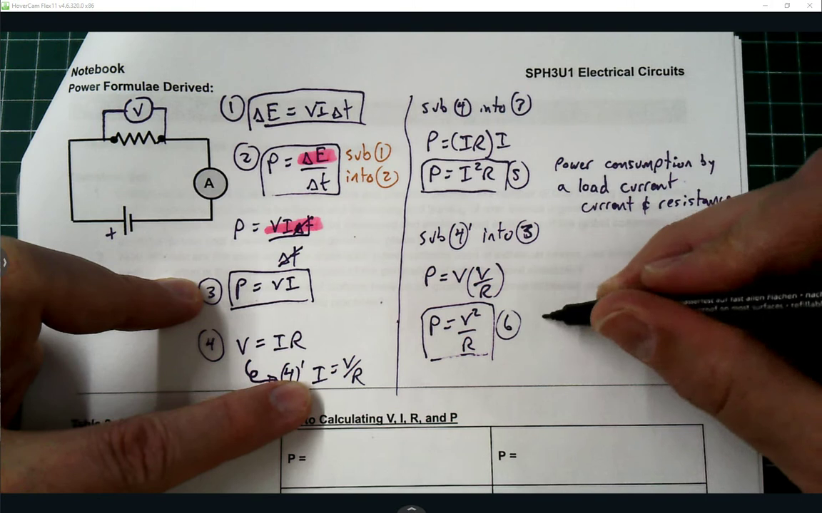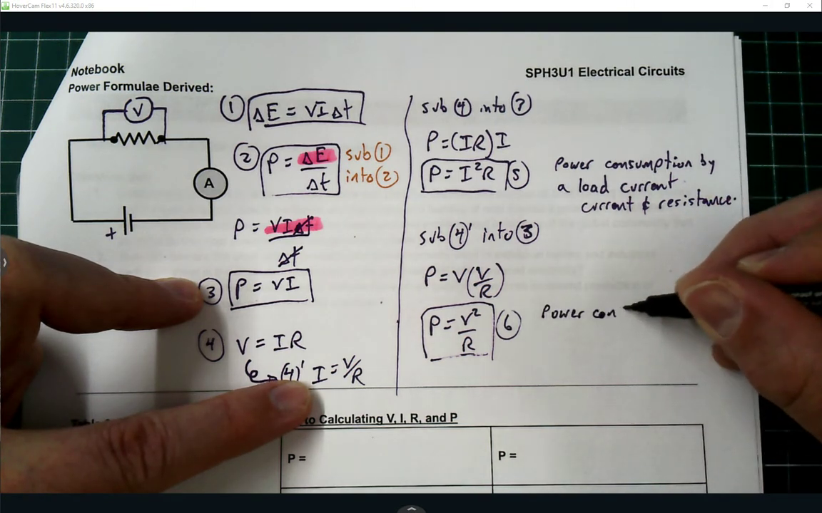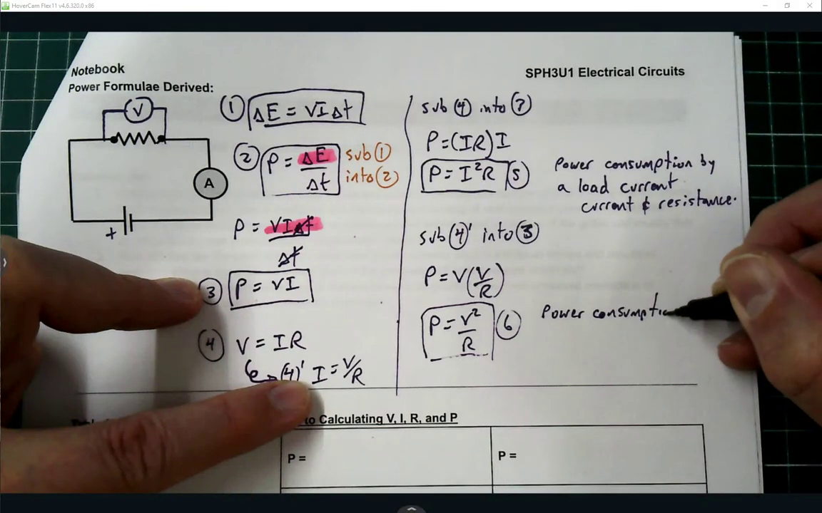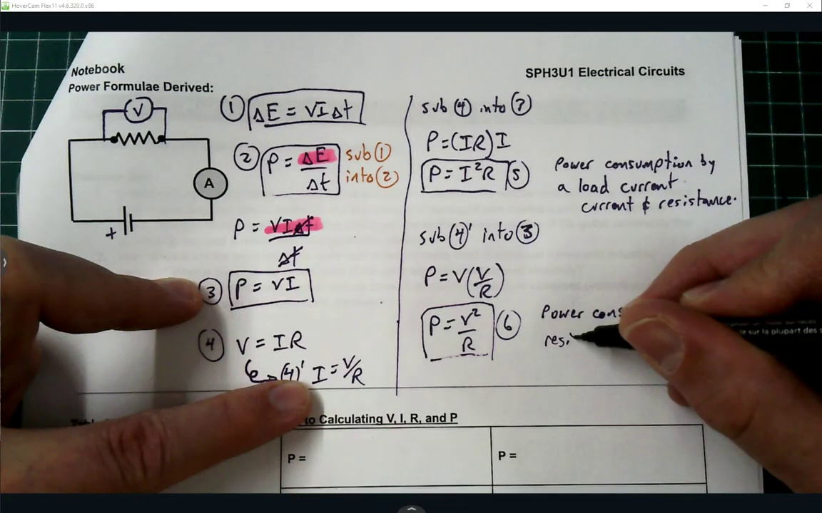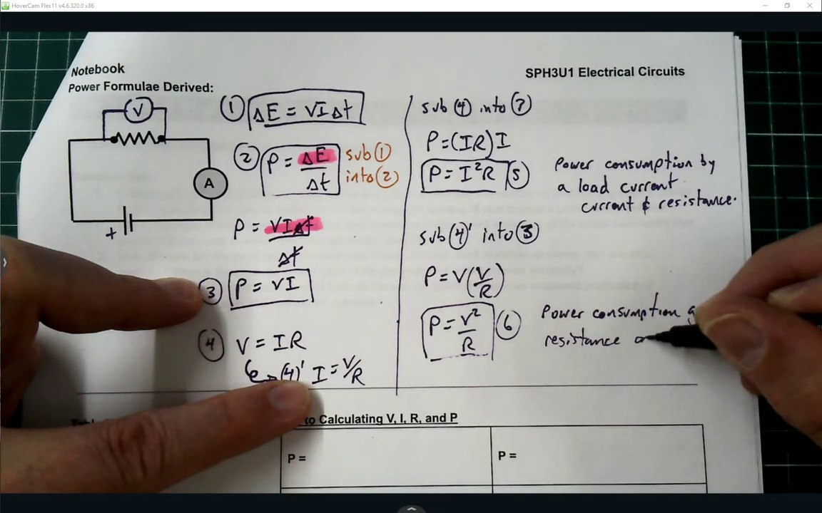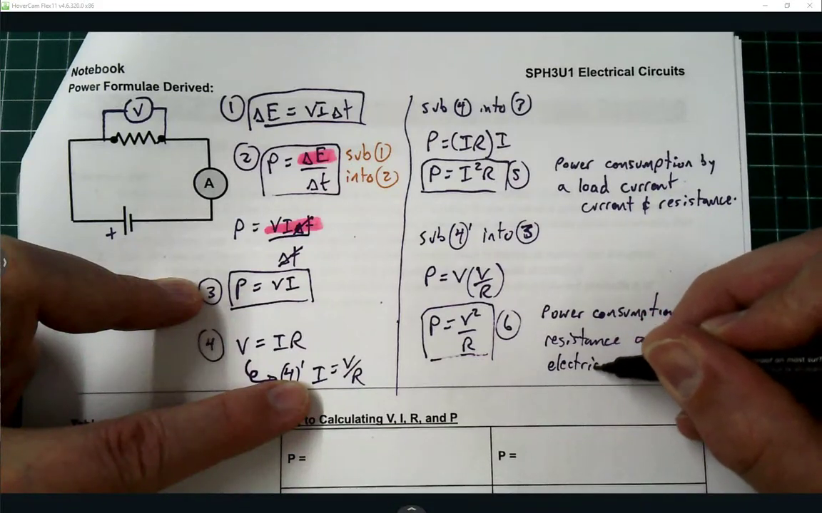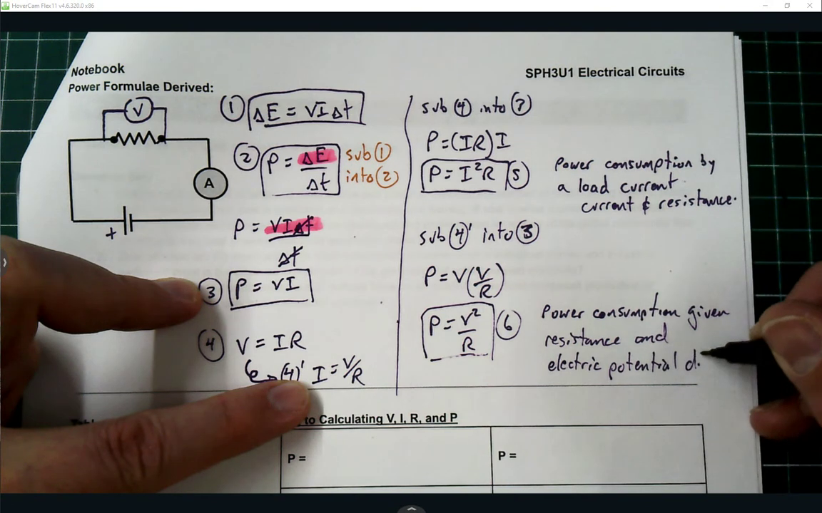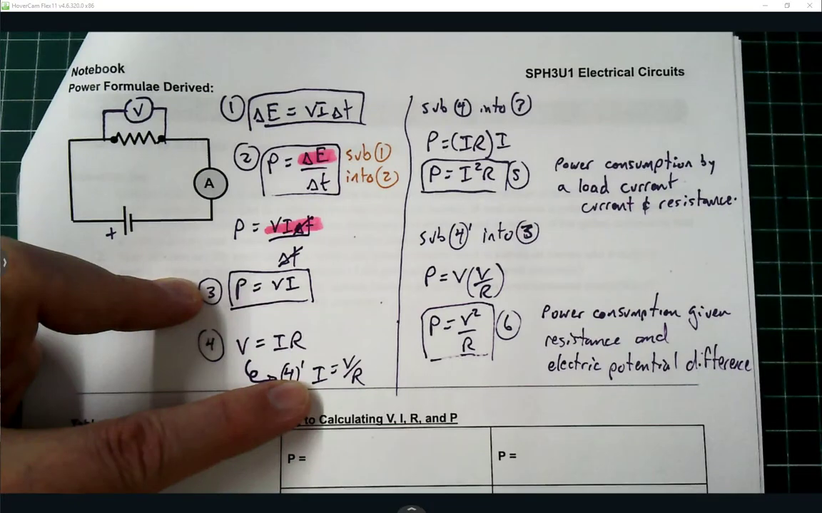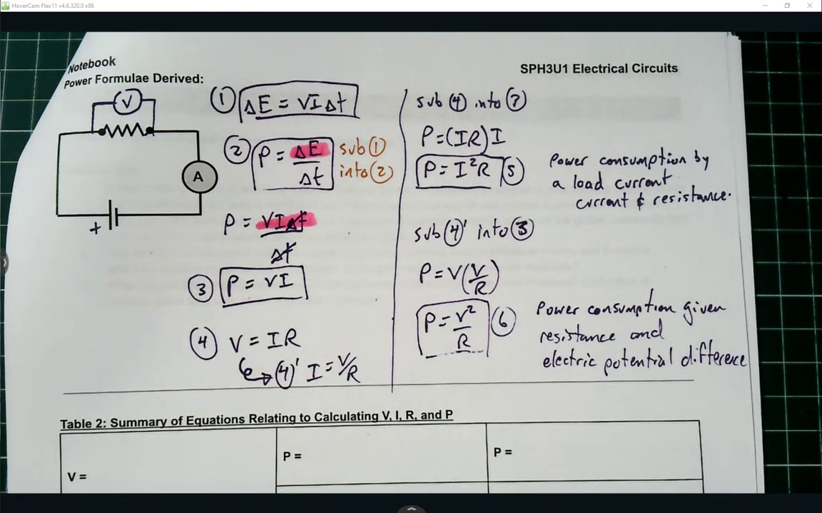And this is a formula for calculating power consumption given resistance and electric potential difference, which of course is just the long way of saying voltage, but it's the formal way of saying it, so I've said it. Electrical potential difference.